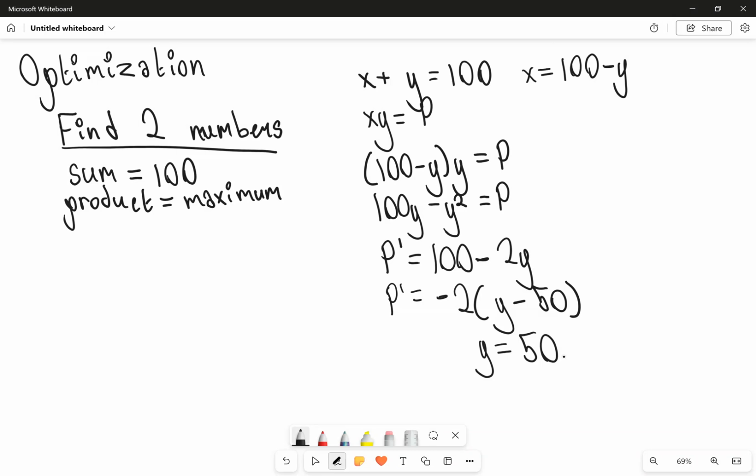Then we can go back to this. x plus y equals 100. So what plus 50 is equal to 100? Well, 50. So your two numbers are 50 and 50.